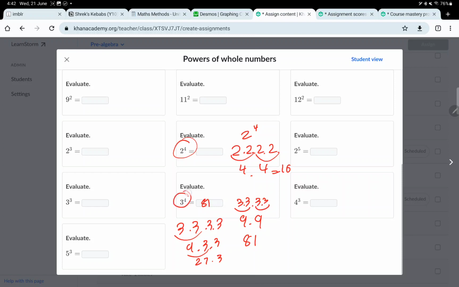Okay, so that's the trick to do with power 4 and something like power 6. I don't think they ask you power 6 here, but let's say you get 2 to the power 6. It would be 2 squared times 2 squared times 2 squared, or 4 by 4 by 4, so that would be 16 by 4, and you can just work out 16 times 4.